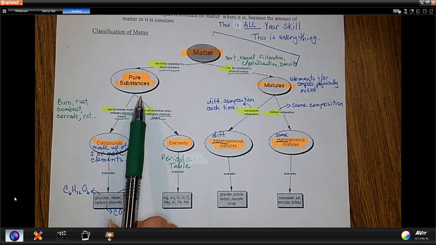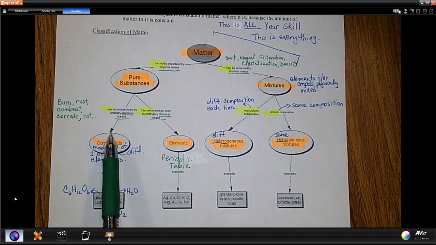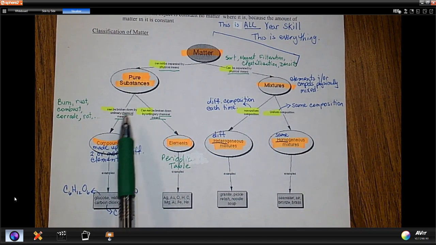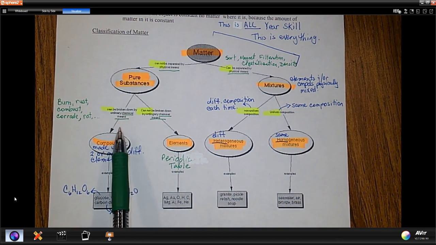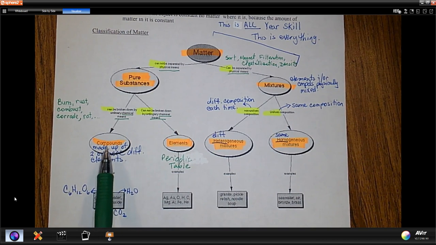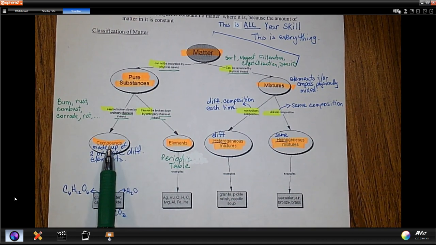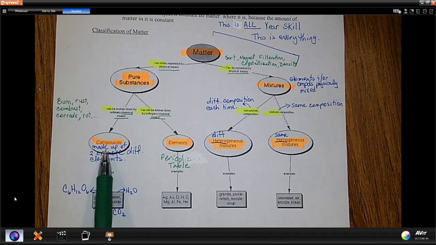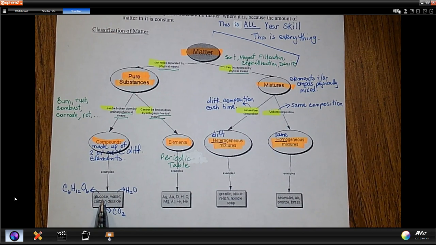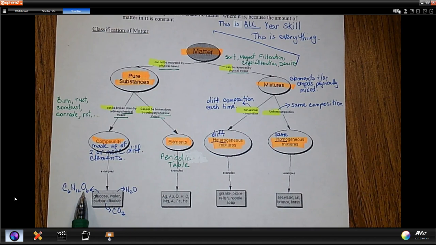Going back to pure substances, we can ask the same question: can this pure substance be broken down by ordinary chemical means? And if the answer is yes, the substance can be broken down, then we would call this substance a compound. A compound is made up of two or more different elements. So an example of a compound would be glucose. Glucose is carbon, hydrogen, oxygen. Notice that carbon, hydrogen, oxygen are found on the periodic table.